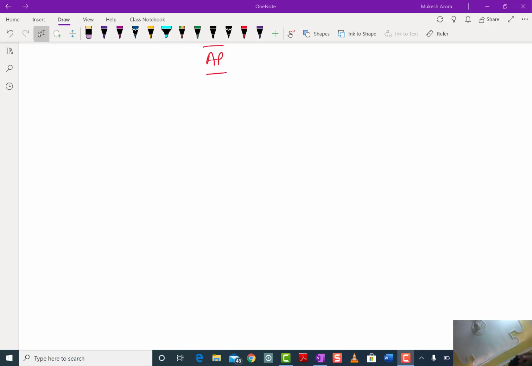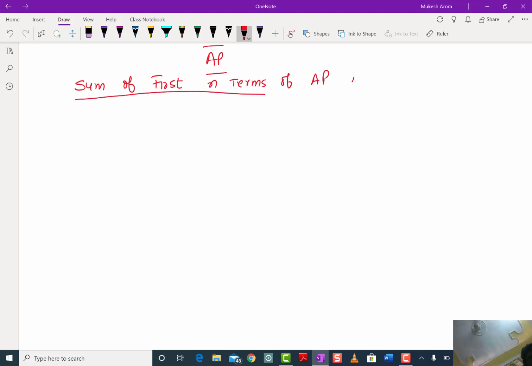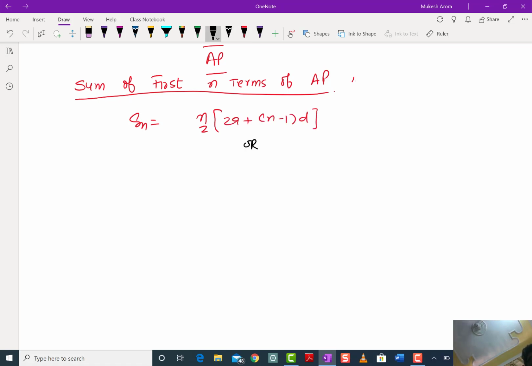Today we are starting with the sum of the first n terms of an AP. The formula for the sum is n by 2 into 2a plus n minus 1 d. We are aware of everything.